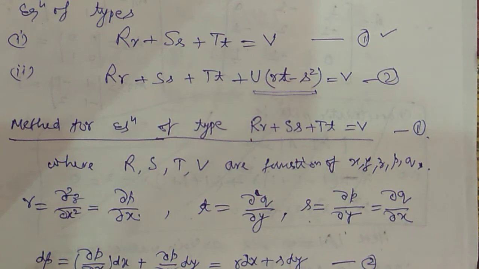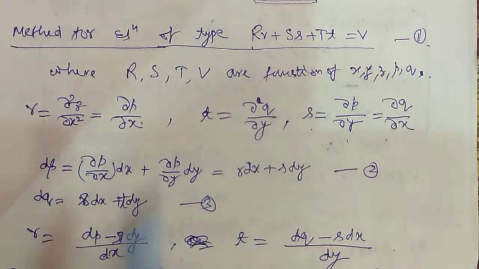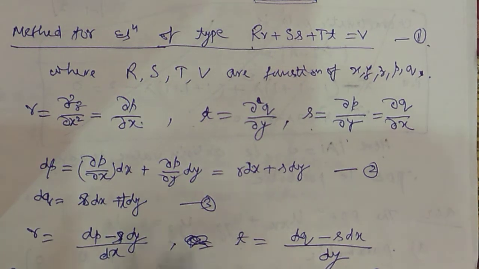So with the help of the total derivative, dp becomes del p over del x dx plus del p over del y dy. So del p over del x we write as r and del p over del y we write as s. Similarly, we can write dq equal to s dx plus t dy. Now we transform the given differential equation by putting the values of small r and small t. Small r becomes dp minus s dy over dx and small t becomes dq minus s dx over dy.